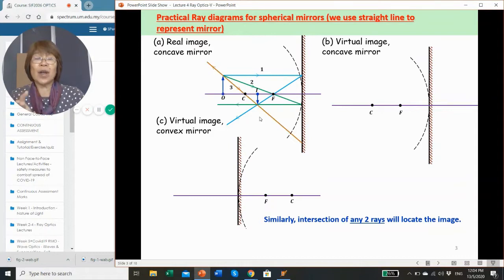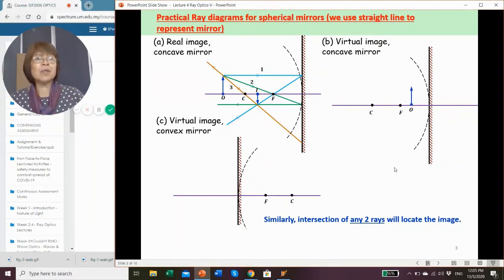And then the third ray that you can use is the one that is aligned to the center of curvature and then reflects on itself. Again, it passes through the same intersection point. Actually, just two rays is enough. Whichever you are familiar with, whichever you're comfortable with, you can choose either of these pairs.